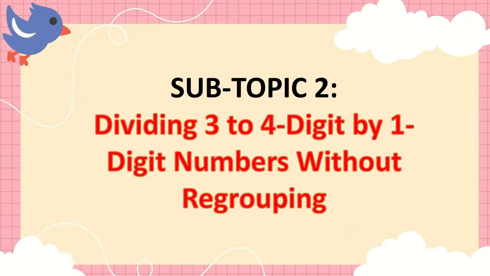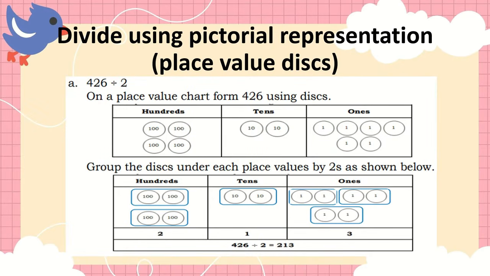For day 2. Subtopic 2. Dividing 3 to 4 digit by 1 digit numbers without regrouping. Divide using pictorial representation or place value chart. 426 divided by 2. On a place value chart, form 426 using discs. So we have ones, tens, and hundreds. Group the discs under each place value by 2's as shown below.